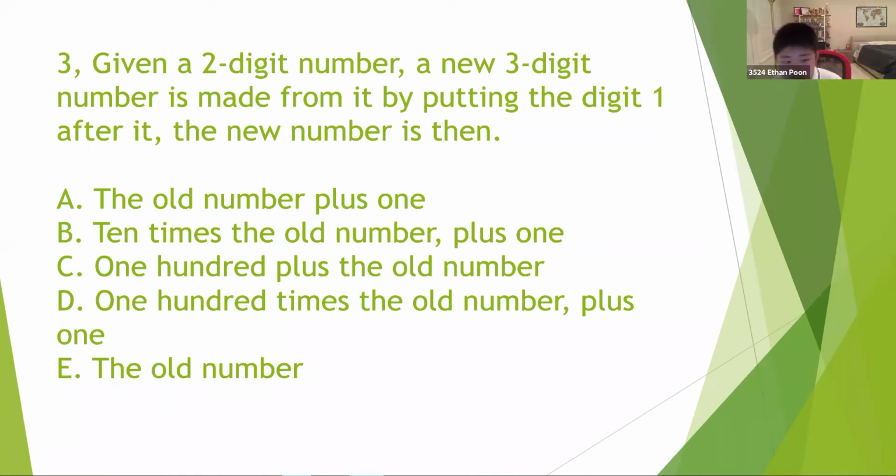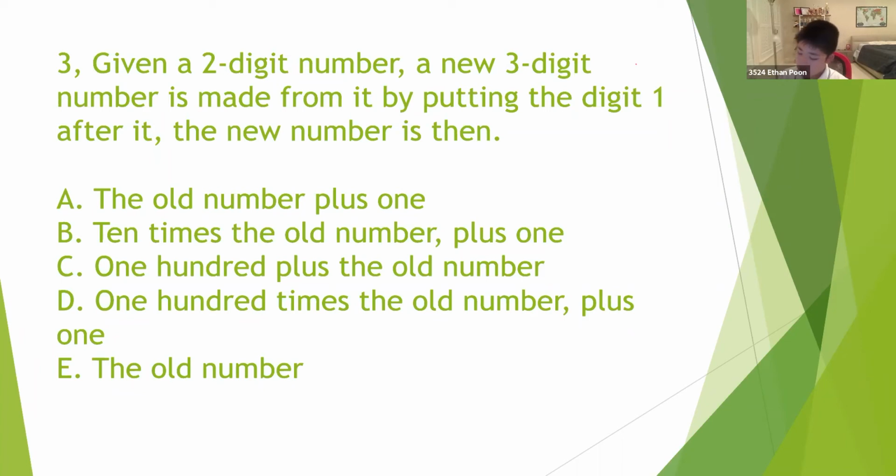Okay, so it seems like we got a lot of answers from our participants, and so I'm going to start explaining this problem. So three, given a two-digit number, a new three-digit number is made from it by putting the digit one after it. And the new number is then A, the old number plus one, B, 10 times the old number plus one, C, 100 plus the old number, D, 100 times the old number plus one, and E, the old number.